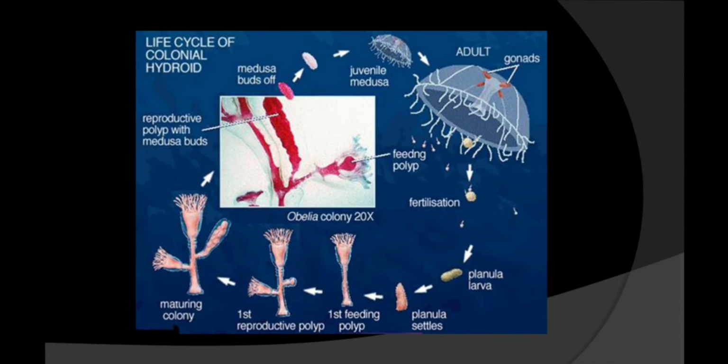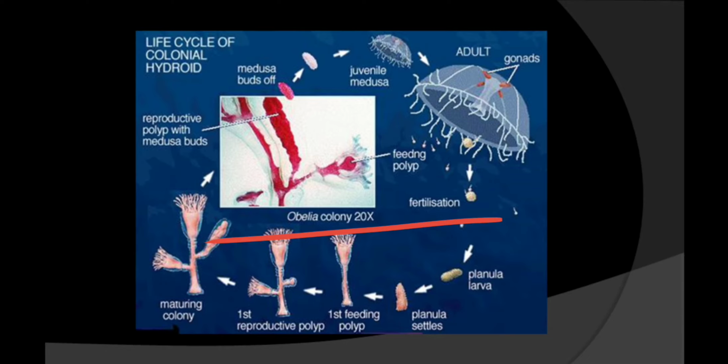Now observe this. As I told you, there are two body forms, polyp and medusa. In some animals you will always find only the polyp form, for example the sea anemone. In some you will always see the medusa form. Whereas in some organisms, like Obelia, you will find both forms, polyp as well as medusa.